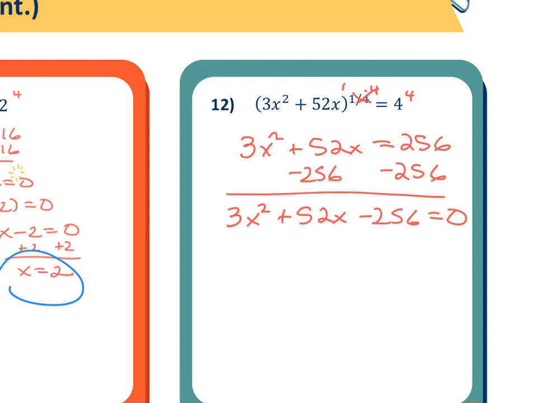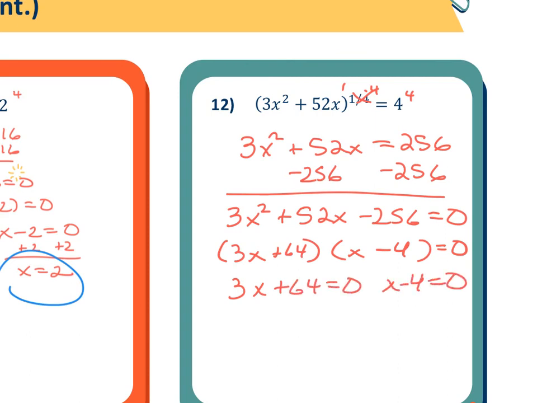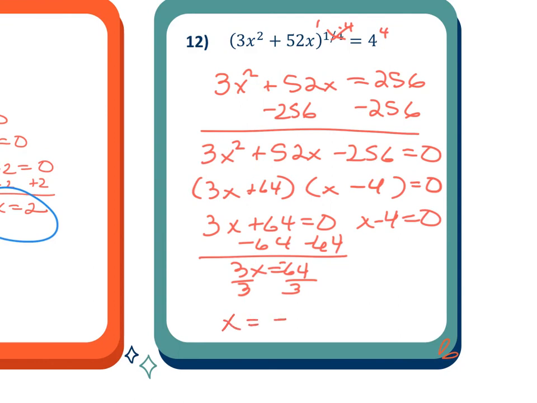I now need to factor this trinomial. There isn't a GCF, so let me go ahead and I'll guess and test with the factors of 3. 3 times 1. Now the tricky part is the factors of the 256, and that's going to be 64 times negative 4. Set each of the factors equal to 0. Subtract 64. 3x equals negative 64. Divide by 3. And my first solution is negative 64 over 3. Over here, add 4. x equals positive 4.